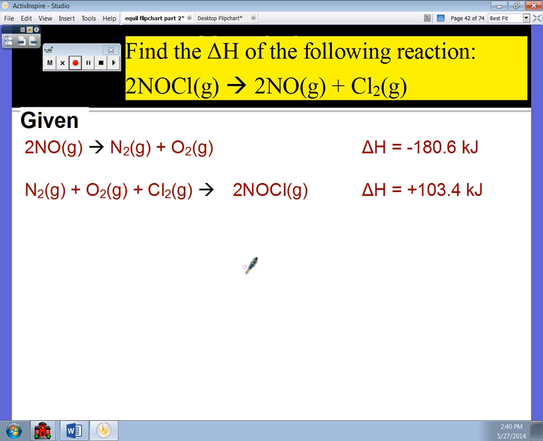To start with, we want to have 2 NOCls as reactants. And when you look down here, the only place we have NOCl is right here. So we're going to call this equation number 2 and equation number 1. So what we're going to do with our equation number 2 is we're going to flip it. We want the 2 NOCls to be reactants and not products. So I'm going to rewrite the equation exactly the reverse of what we have right now.